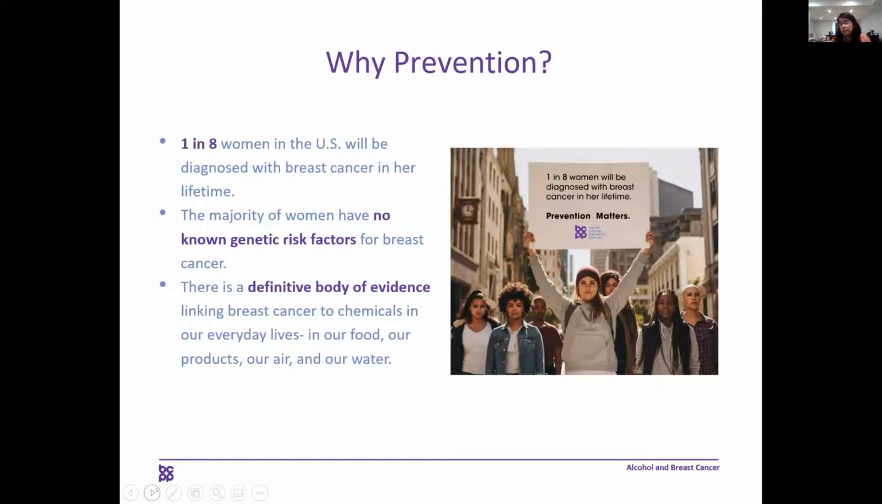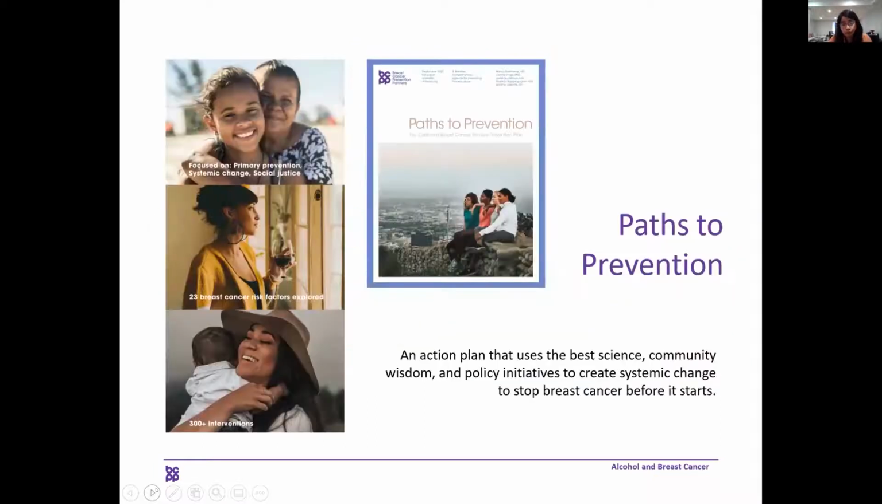So why primary prevention? Well, as many of us know, 1 in 8 women in the US will be diagnosed with breast cancer in her lifetime, and the majority of these women have no known genetic risk factors for the disease. And we've been around almost 30 years now, and over that time there has been more and more evidence linking breast cancer and chemicals and exposures in our everyday lives, in our food, in our products that we use, in our air and our water, which are linked to an increased rate of breast cancer.